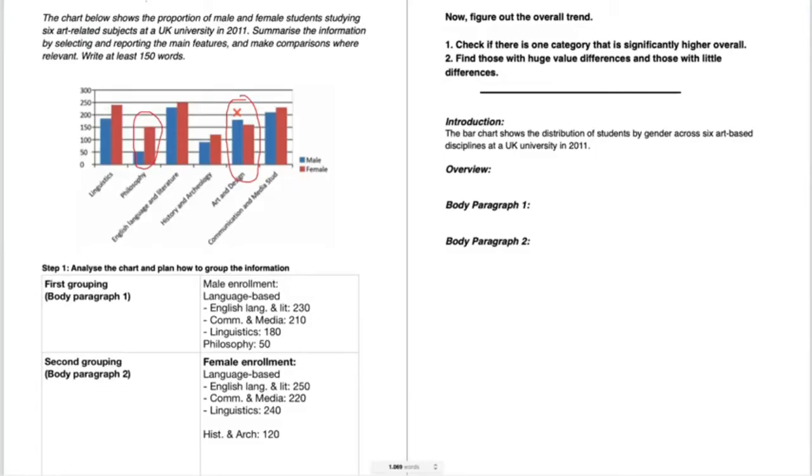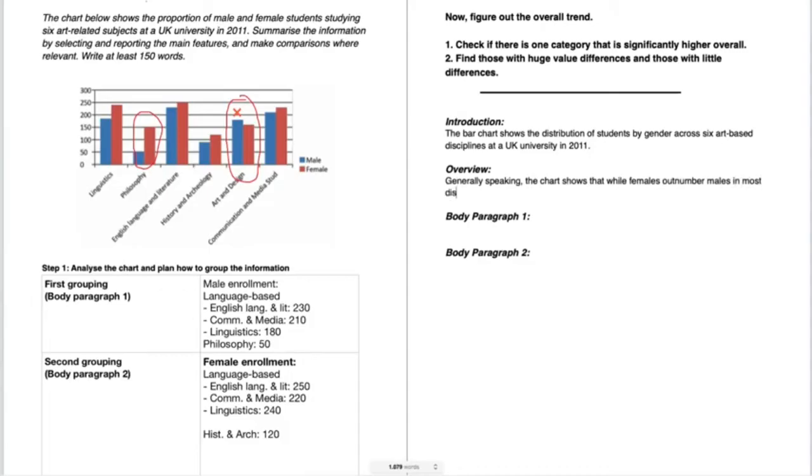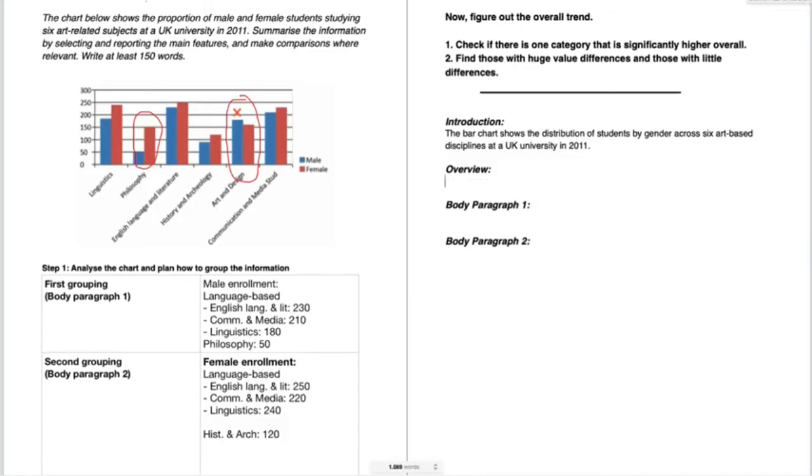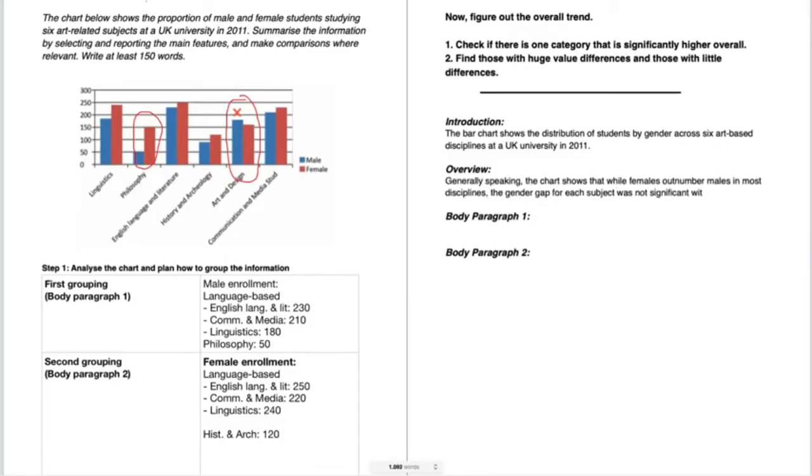Now, for the overview, remember, we're going to write the overall trend, which is what we have just looked at. So I'm going to start with a nice overview, a nice way to introduce everything. And I'm going to say, generally speaking, the chart shows that while females outnumber males in most disciplines, the gender gap for each subject was not significant, with the notable exception of philosophy.